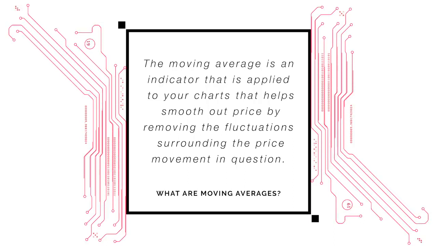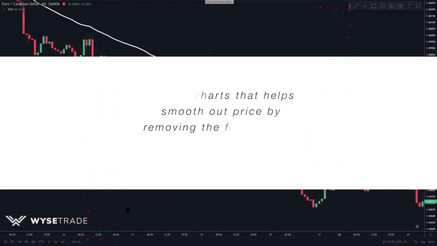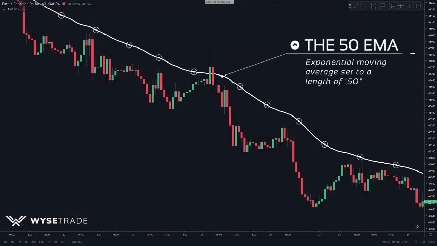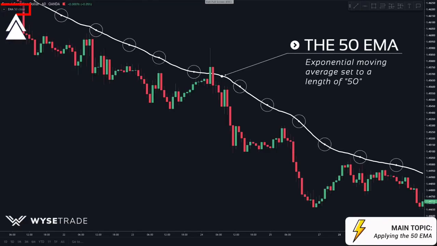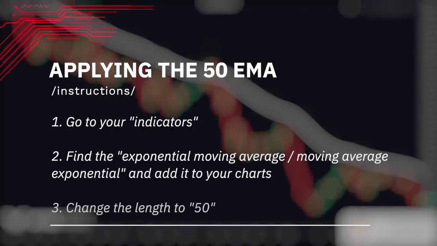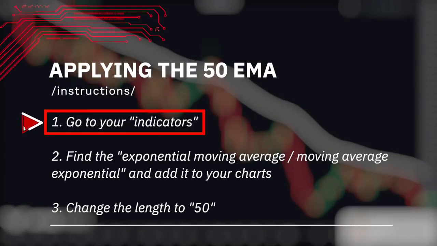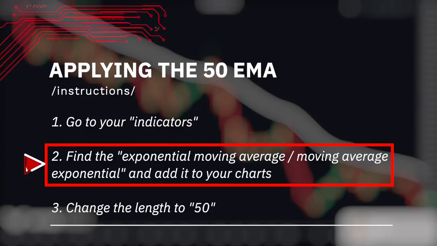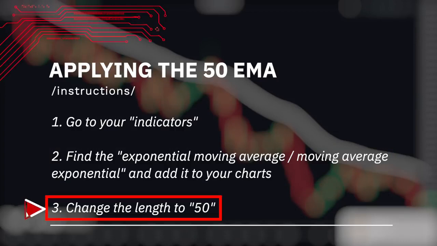Now, don't think too hard about this, because the key way we show you how to use moving averages is more important. So the specific moving average we use is the exponential moving average with a length of 50, meaning the 50 EMA. So from whichever charting and trading platform you are using, go to your indicators. Find the exponential moving average and add it to your charts. Set the length to 50.